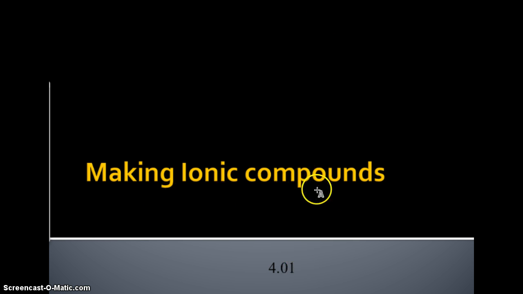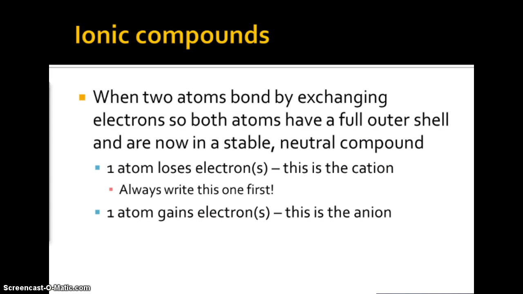I am going to go over with you lesson 4.01, and that is going to be making ionic compounds. So what are ionic compounds? When two atoms bond by exchanging electrons. So both atoms have a full outer shell and are now in a stable neutral compound.